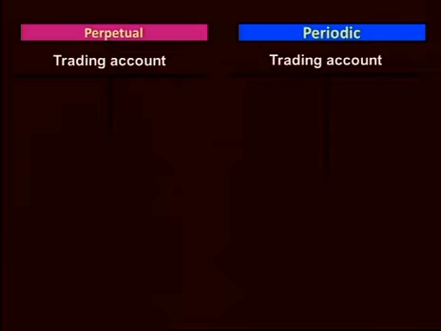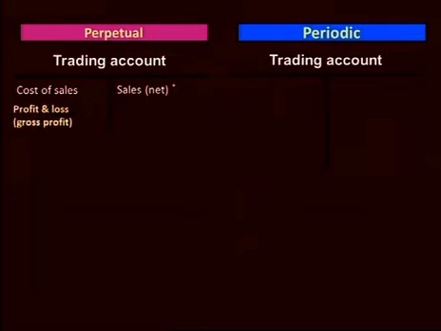And then you have the periodic, the guy with the mangoes. Okay. The perpetual system will have a sales account, which at the end of the financial year is closed off to the trading account. And it will have an actual cost of sales account, which is closed off to the trading account at the end of the year. And the difference between those two will give you profit and loss, or the amount that should go to the profit and loss, which is the gross profit.